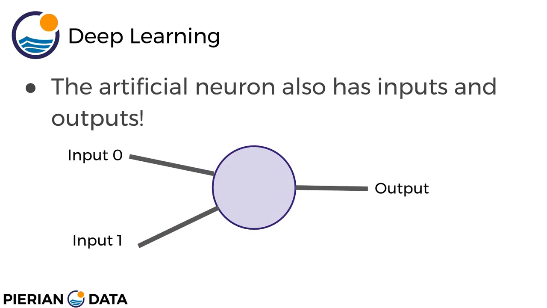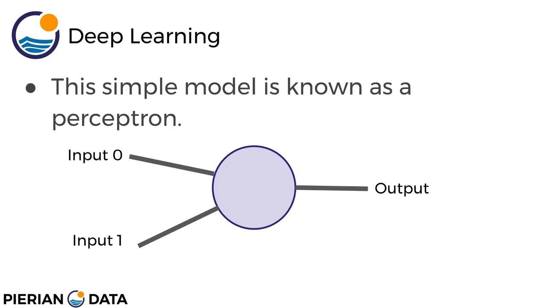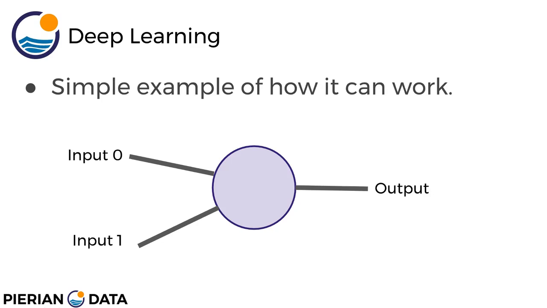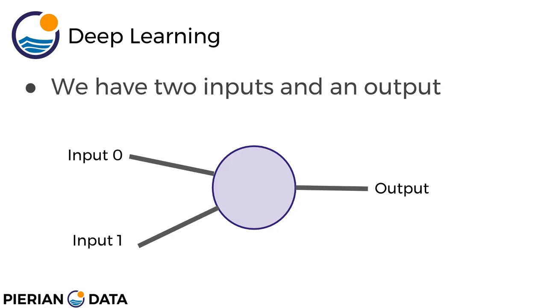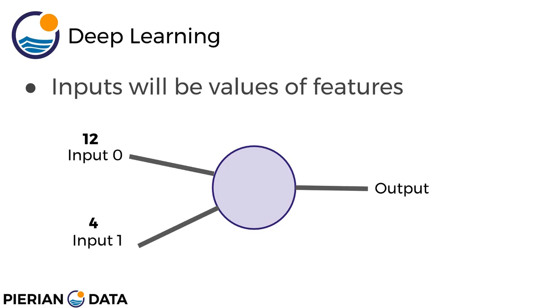So the artificial neuron also has inputs and outputs. We're going to attempt to mimic the biological neuron. This simple model, again, is just known as a perceptron. In this case, we have two inputs, so let's see a simple example of how it can work. We have two inputs and a single output, and we start indexing at 0, so we have input 0 and input 1. The inputs can have values of features.